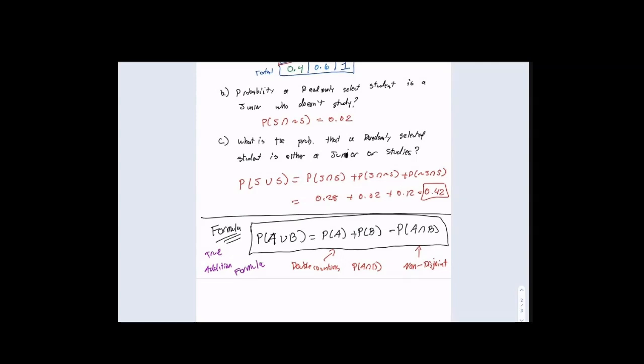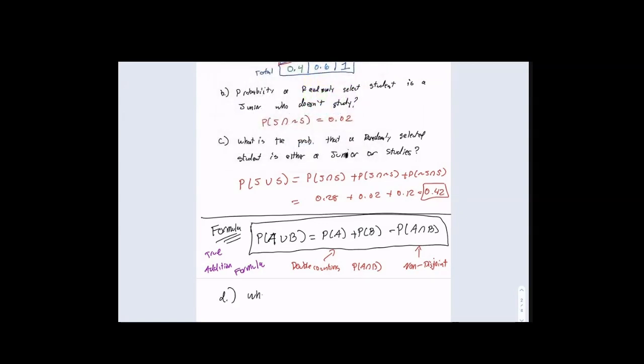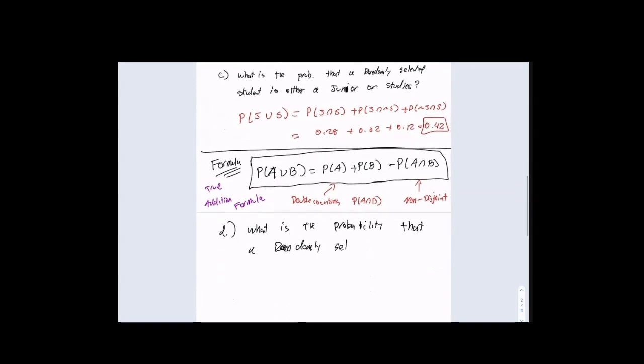And so in terms of the chats, I think I answered those questions. And then part D, what is the probability that a randomly selected junior studies?